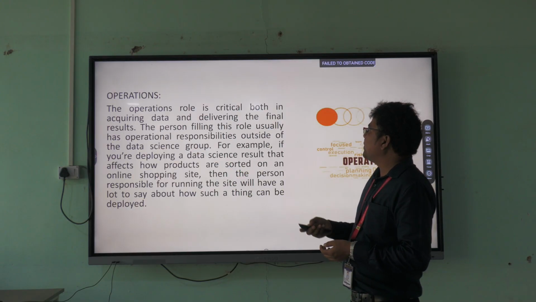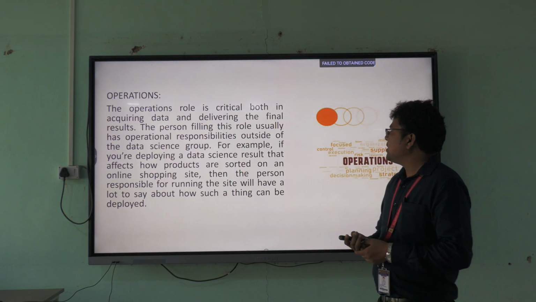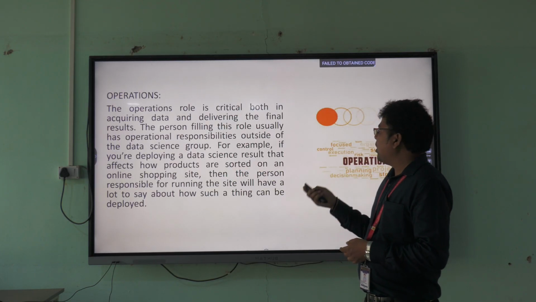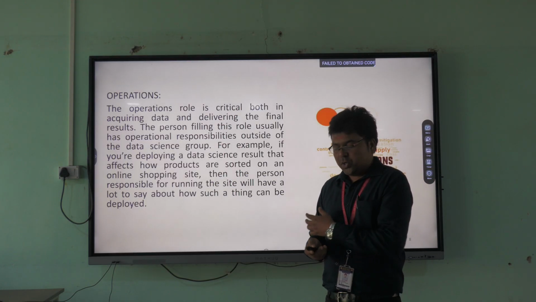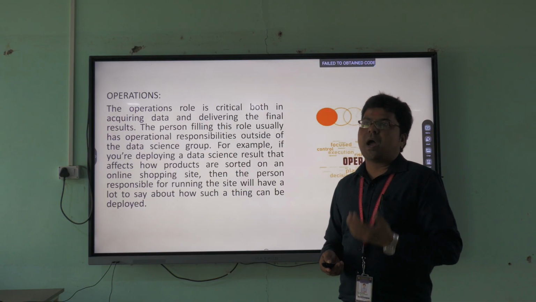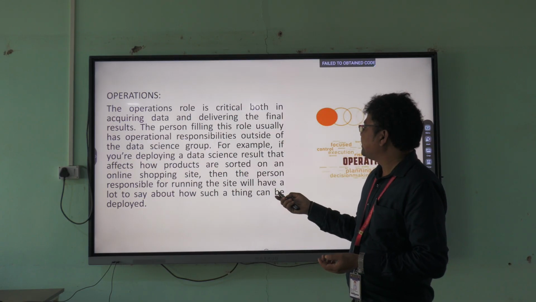So the operations role is very critical, both in acquiring data and delivering the final results. The person in this role usually has the operational responsibilities. These are also people who belong outside of the data science group. So this is the summary of the data science project roles we have studied.